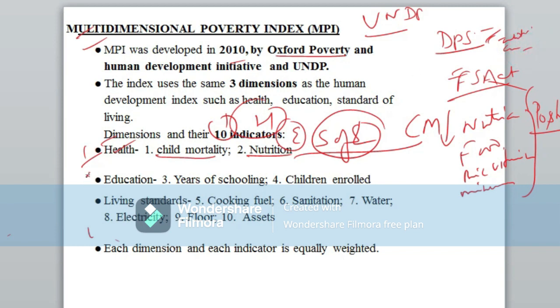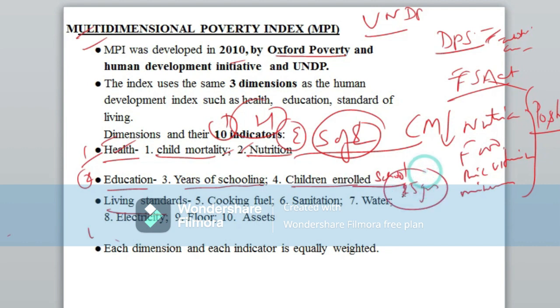So these three parameters include health, education and living standard. In health we saw child mortality and nutrition. In education we are looking at minimum years of schooling, children enrolled in school and whether they are going to school up to 25 years, not 15 years. Keep it in your mind. याद रखेंगे, 25 years तक स्कूल जा रहे हैं या नहीं.